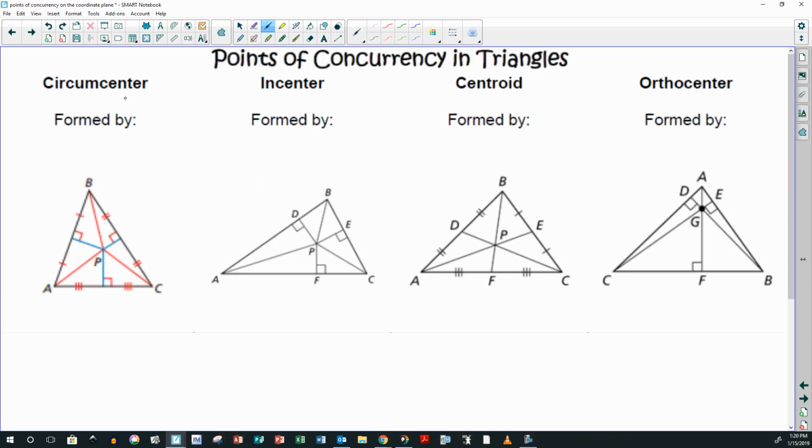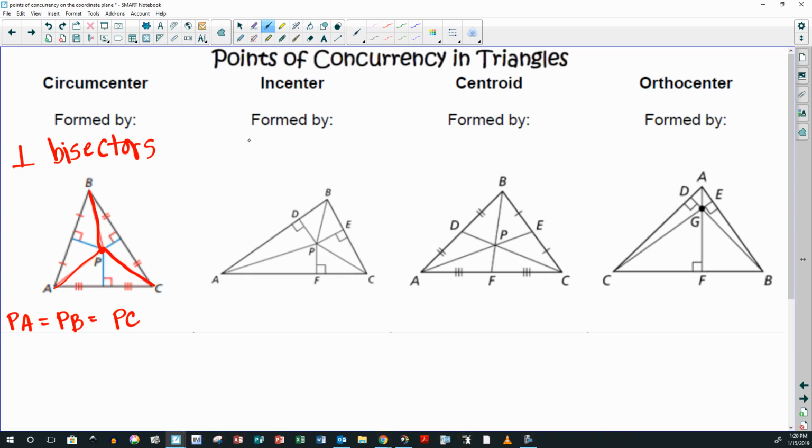All right, circumcenter. The circumcenter is formed by your perpendicular bisectors. And if you recall, when you find the circumcenter, it's the same distance to all of your corners. So PA equals PB, which also equals PC. So all of your red lines here are congruent to each other.